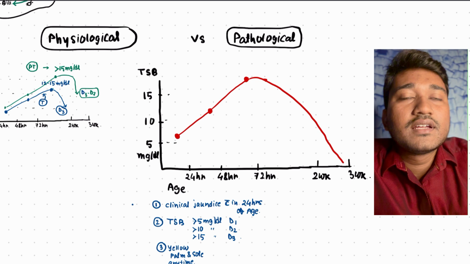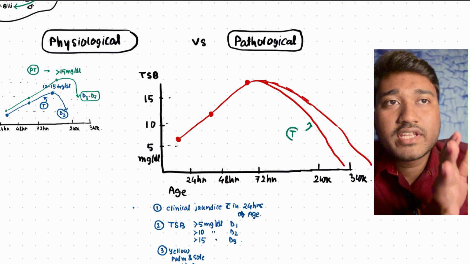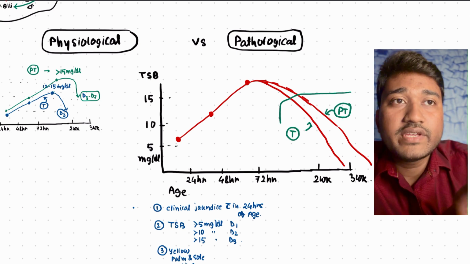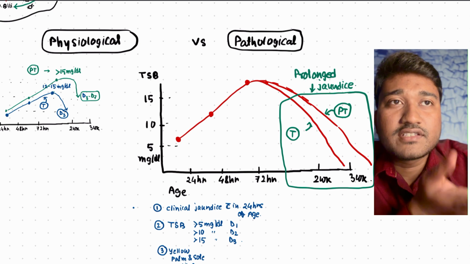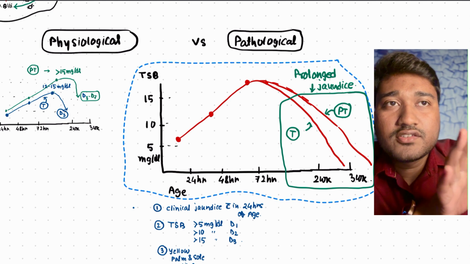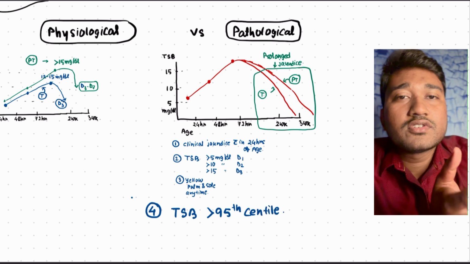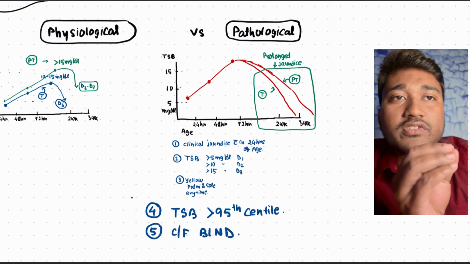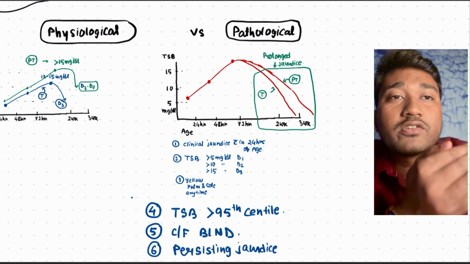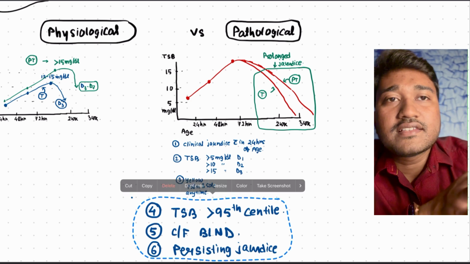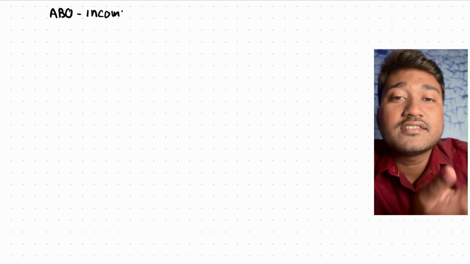Okay. Now let's see, if the jaundice persists more than 2 weeks in a term baby, or more than 3 weeks in preterm, we call it pathological jaundice, one form of pathological jaundice, that is called prolonged jaundice. This is prolonged jaundice, more than 2 weeks or more than 3 weeks. Okay. And another thing, suppose you have done the TSB, that is total serum bilirubin, and it is more than the 95th percentile. And also if the child is having clinical features of BIND, that is bilirubin induced neurological dysfunction, or this persisting jaundice. These are 6 clinical markers or clinical pointers that will tell that this is pathological jaundice.